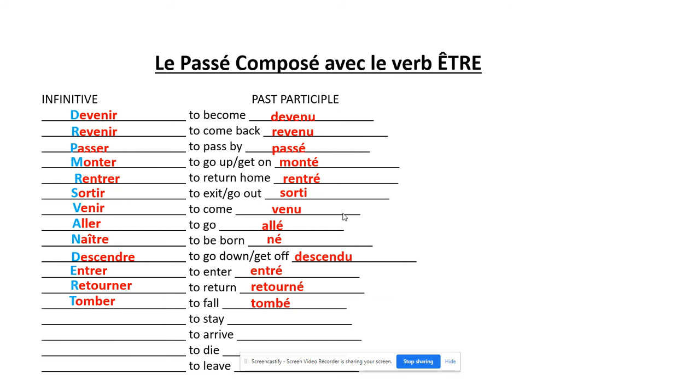To stay, rester, drop the ER, replace it with E accent aigu. To arrive, arriver, drop the ER, replace it with E accent aigu. To die, mourir. This is our last rebel, and the past participle is mort.